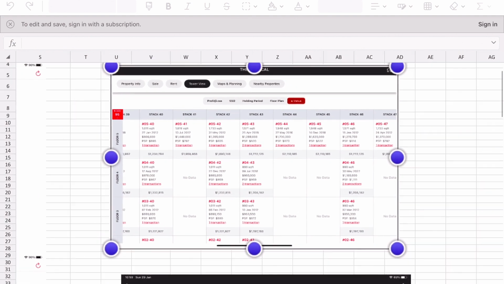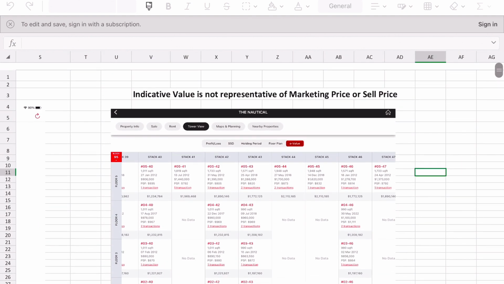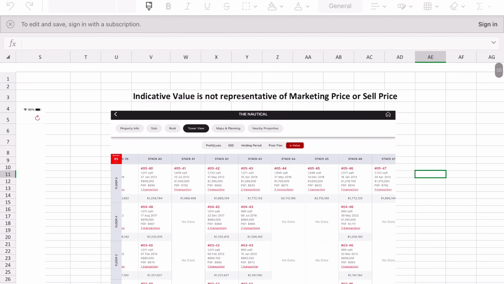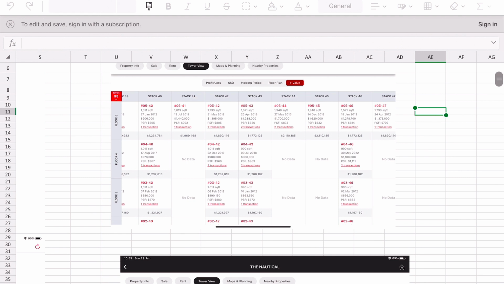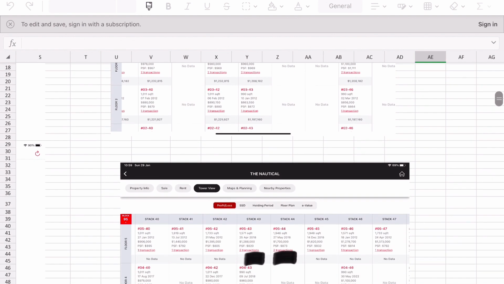Next thing I look at is the indicative value. Indicative value is not the market price or the selling price or the transacted prices. It is more a valuer or bank indicative value. It just gives me an idea where we stand as far as pricing is concerned.